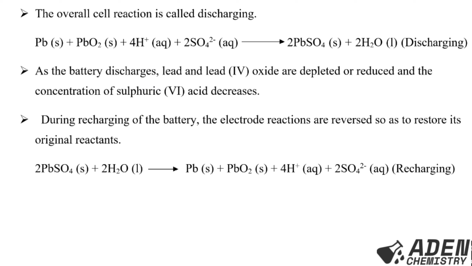So during recharging of the battery, the electrode reactions are reversed so as to restore its original reactants. That means we are going to reverse this discharging cell reaction. So we are going to have the recharging cell reaction like this. When we are recharging, our products during the discharging process will be our reactants, and the reactants during the discharging will be our products. So how are we going to end up having this equation for the discharging? We will explain down here.